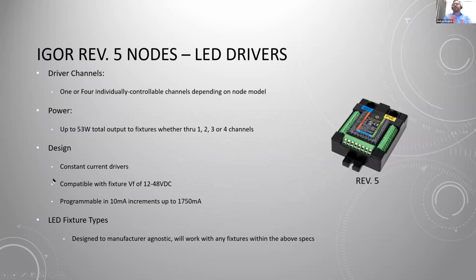Okay, so a couple other highlights about the LED drivers. They are a constant current driver design for that circuitry, so we have very fine-grained control of the current flowing out to those LED fixtures. We're compatible with fixtures with a forward voltage range, V sub F, of 12 to 48 volts DC. And we can program these nodes in 10 milliamp increments from 100 milliamps up to 1750 milliamps max output per channel. So it's a lot of flexibility, a lot of on-the-fly programming capability there.